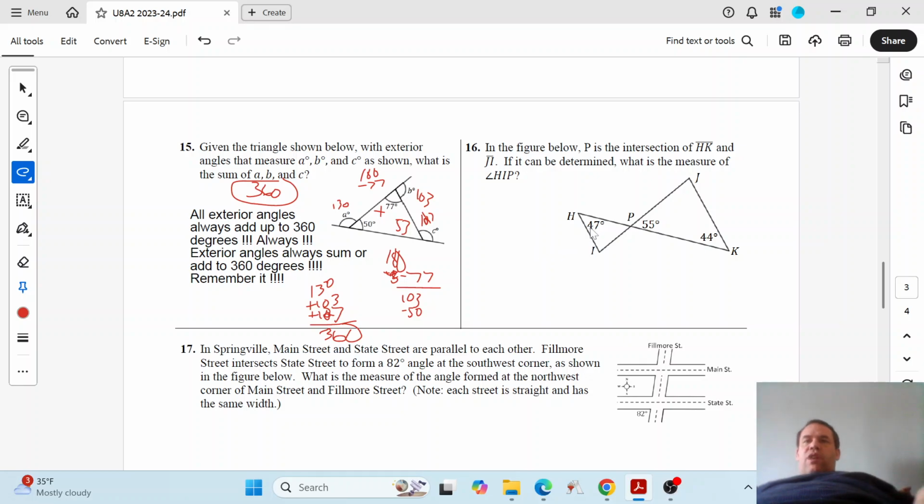Cool. So try number 16 next. That one's not too bad because we know if that's 55 degrees, this is 55 degrees, because vertical angles are congruent. And then we could do 180 minus to get the ones that we need. So HIP. What is the measure of HIP? And so HIP is down here. And so you'll just do 180 minus 55, minus 47. Okay, next one.